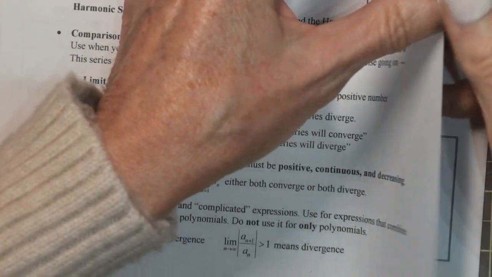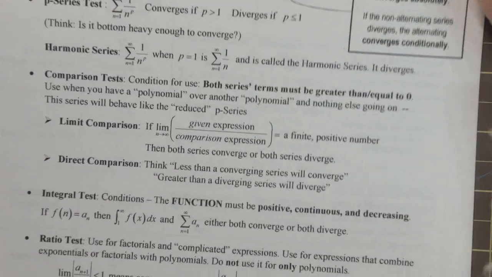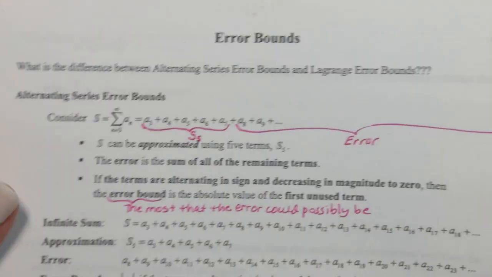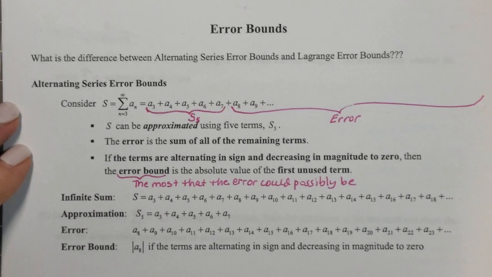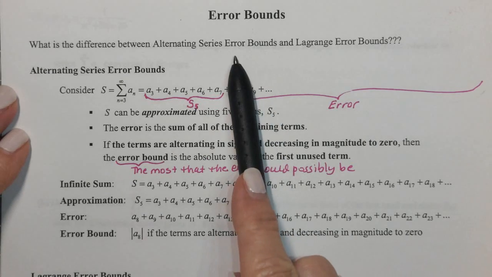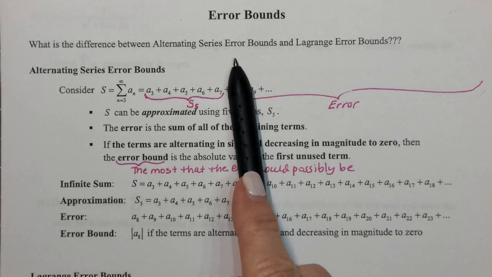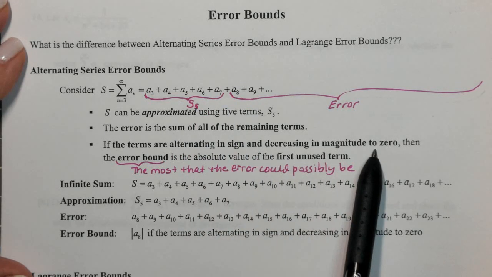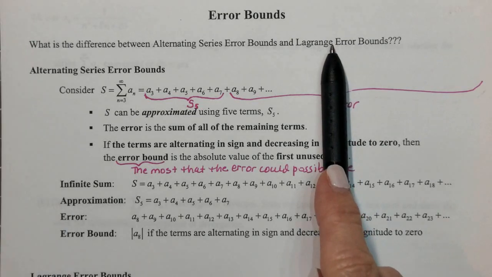I have some more notes to recap things from this unit. This was a little one-pager as a chart. It's all of the tests and requirements as a chart. It's what I just went over, but in a chart format. And then let's talk a little bit about error bounds. What's the difference between alternating series error bounds and Lagrange error bounds? Alternating series error bounds can only be used if the terms are alternating in sign and decreasing in magnitude to 0. Lagrange error bounds can be used for everything else.